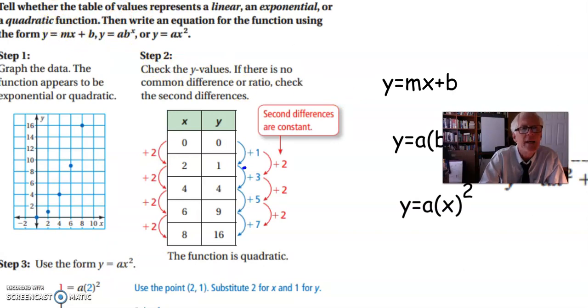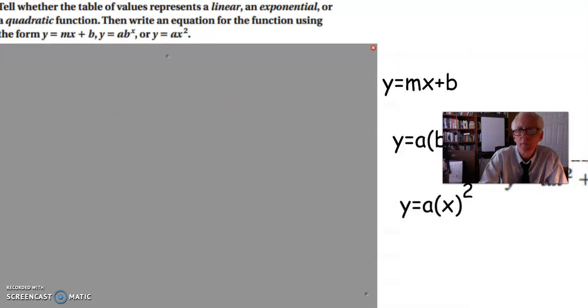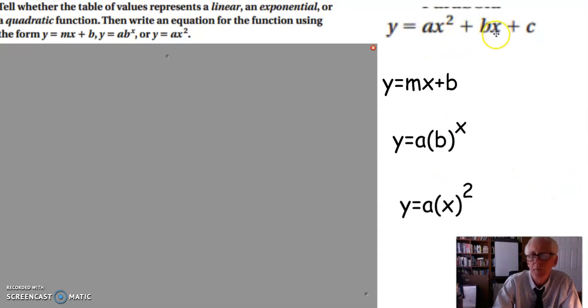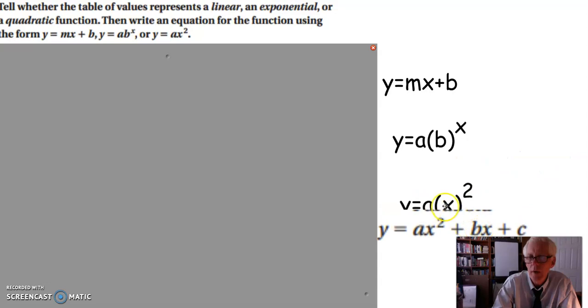quadratic? And let me cover all this up. So the quadratic formula is right here. y equals ax squared plus bx plus c. I'm not going to have you write that function. We're going to pretend the b and the c are 0. So all we are worried about is we're going to write y equals a times x squared.